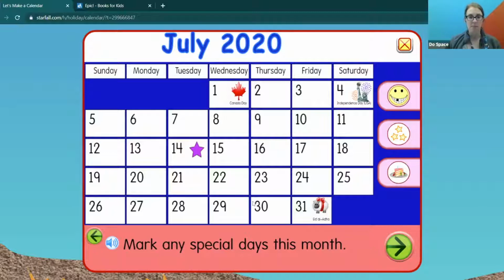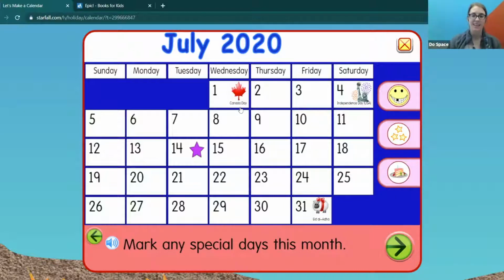So for example, our very first fun day with a picture icon is our very first day of the month, on Wednesday, July 1st. You should see a red maple leaf. This is a red maple leaf because this day was Canada Day. Canada is the country that's straight north of the United States.